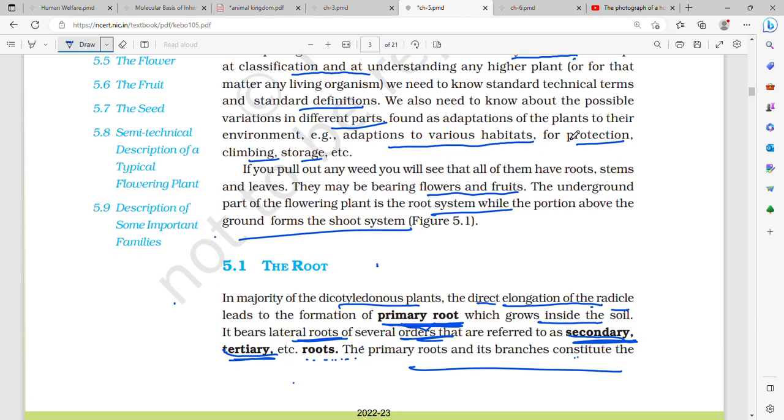We also need to know about the possible variations in different parts found as adaptations of the plant to their environment. Example, adaptations to various habitats for protection, climbing, storage, etc.